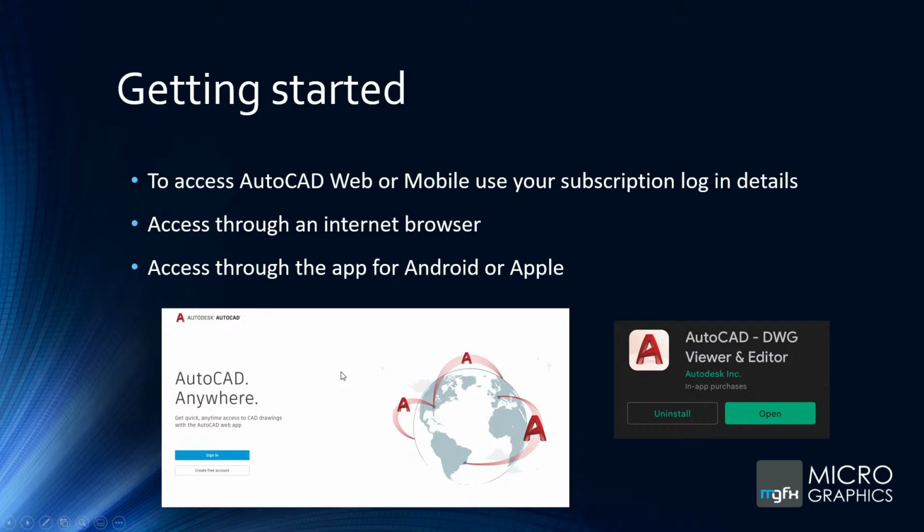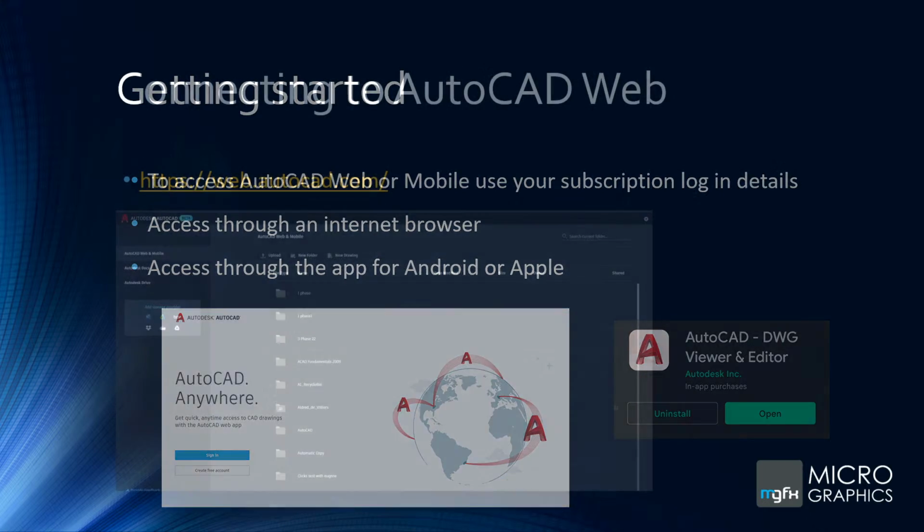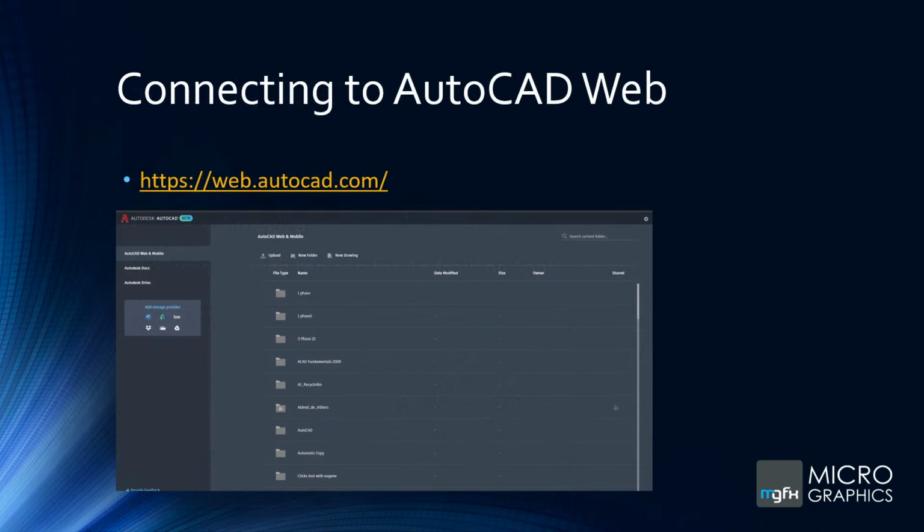You go to the website, and you'll see that you can sign in to your account there. What is that web address? It's web.autocad.com. Once you have logged in, you'll see the screen pop up over here. On the left-hand side, you add all your different storage providers. I've got AutoCAD Web and Mobile loaded, Autodesk Docs and Autodesk Drive. If you click on any of those, it'll show you the folder structure you have as well.